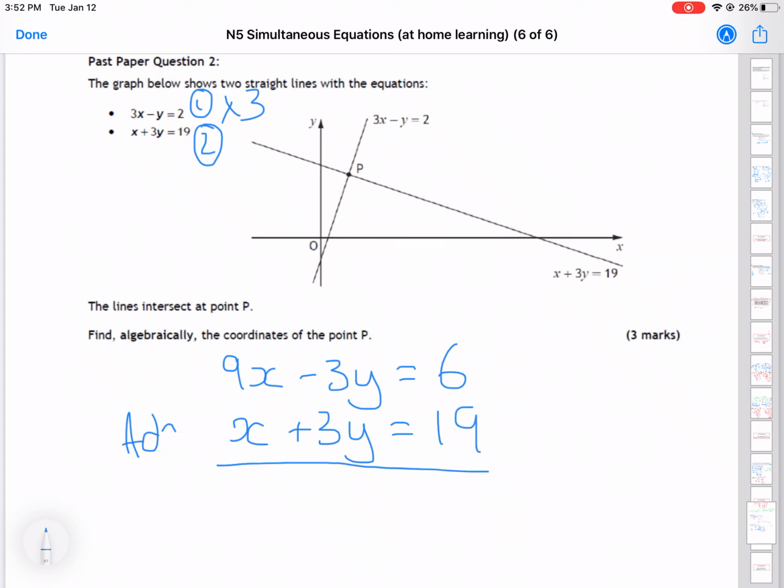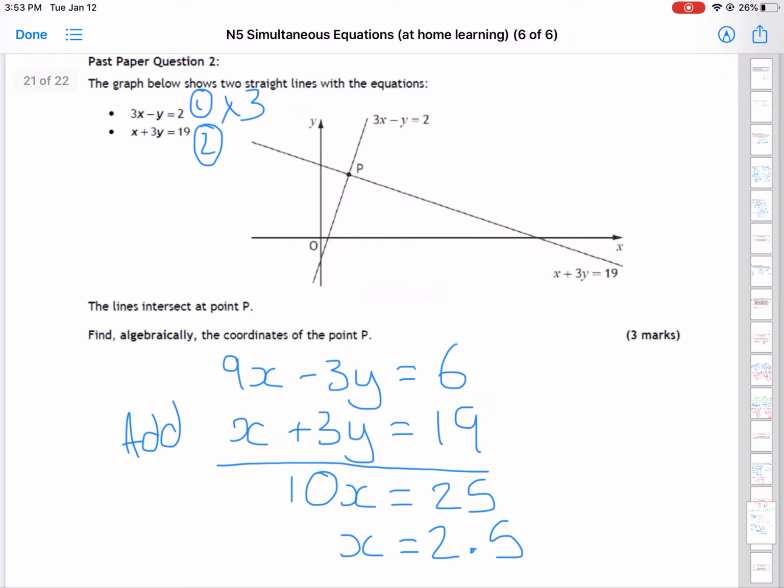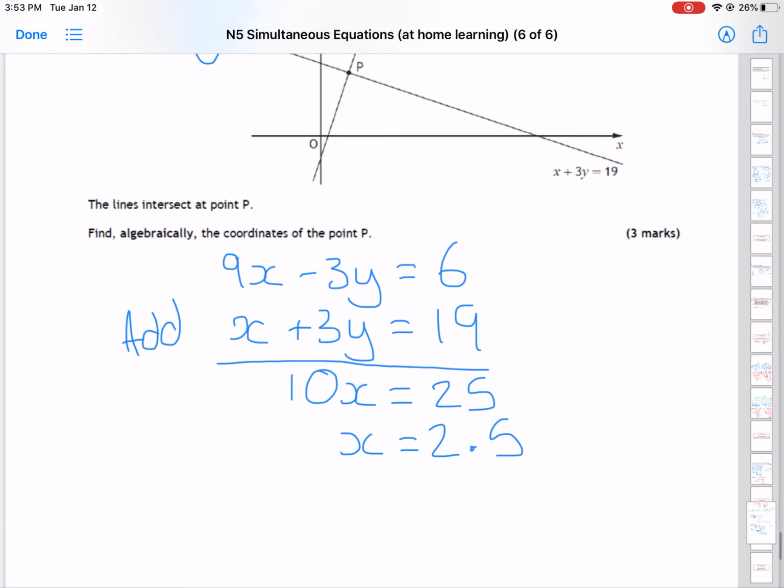I need to add them together because my numbers that are the same have got different symbols. 1 plus and 1 minus. Add them, 10x is equal to, what's that, 19 plus 6 will give us 25. So x is 2.5. Now we can do this even without a calculator because we can substitute everything in.